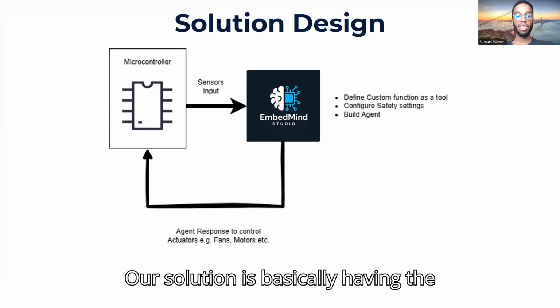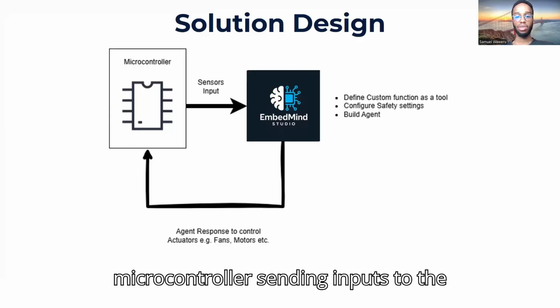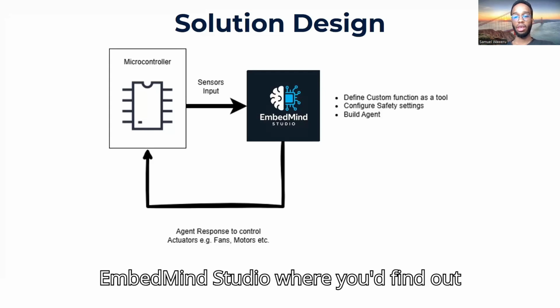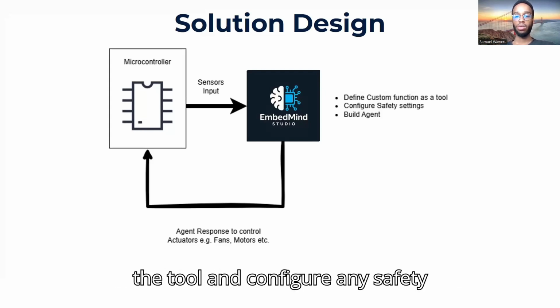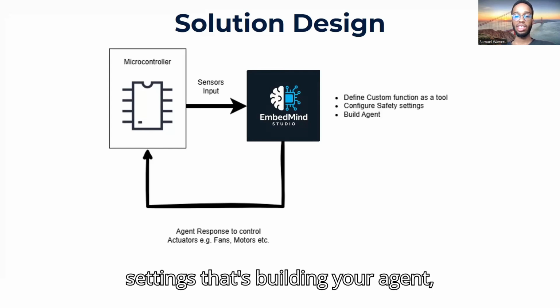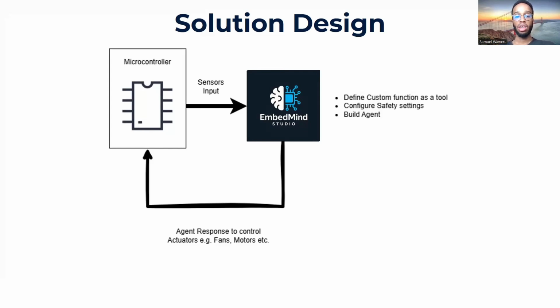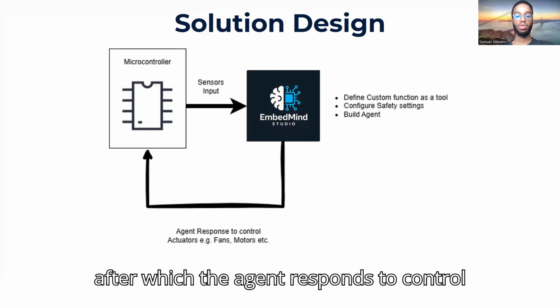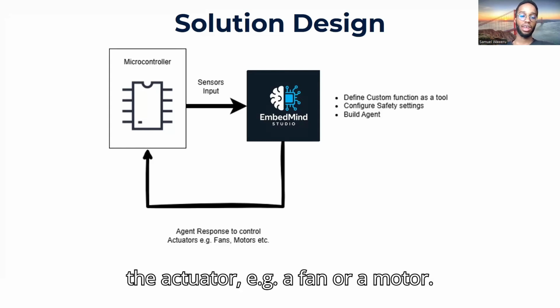Our solution is basically having the microcontroller sending inputs to the Embed Studio, where you now define the tool and configure any safety settings, hence building your agent. After which the agent responds to control the actuator, e.g. a fan or a motor.